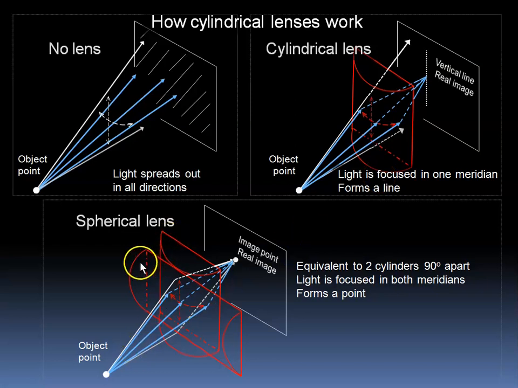If we then take two cylinders at 90 degrees to each other of equal power, we have now converted this back again to spherical, and now we bring the light both horizontal and vertical to a point, and we're back to where we were in earlier slides.